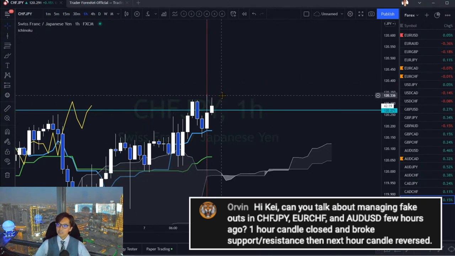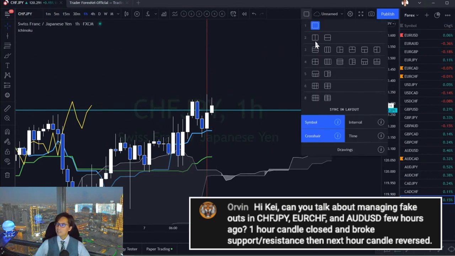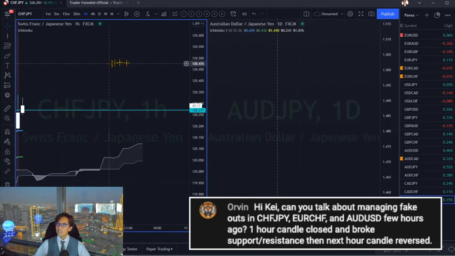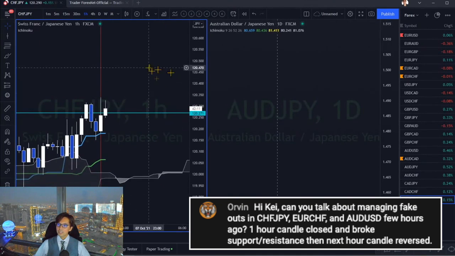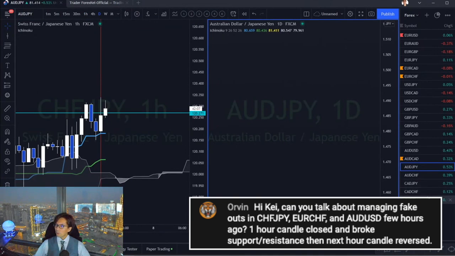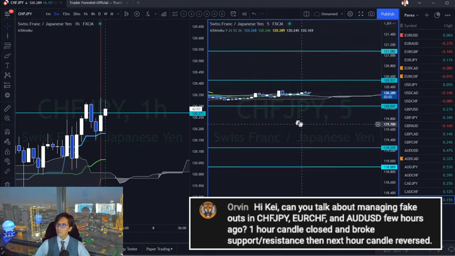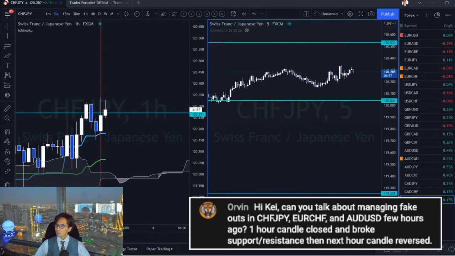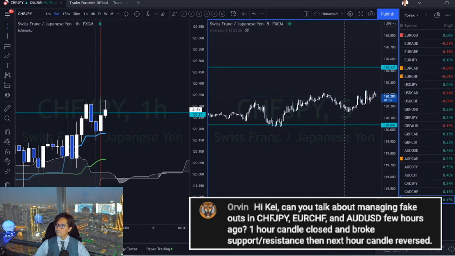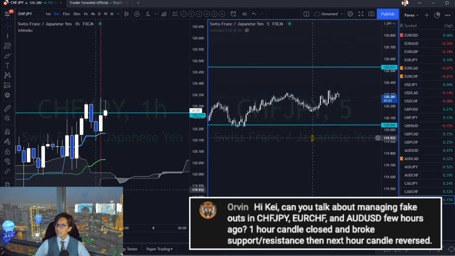So let me break it down to the 5-minute chart to see the details about the market. So let me split the chart. On the left, I will post the Swiss franc 1 hour chart, and on the right, I will post the 5-minute chart. And this time, you will only look at the candles in 5. So let's see, this hour happened exactly from here.